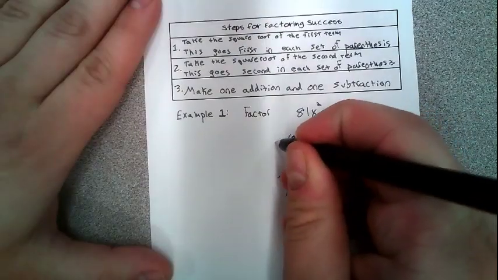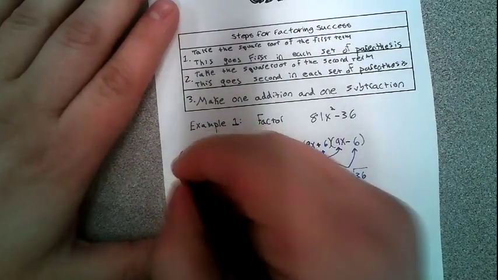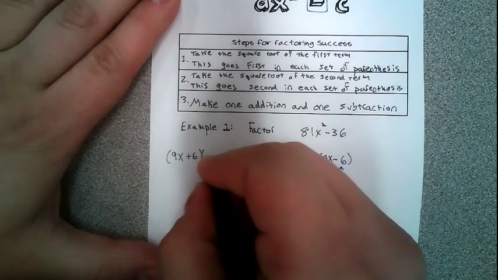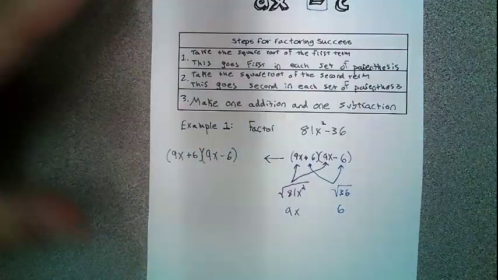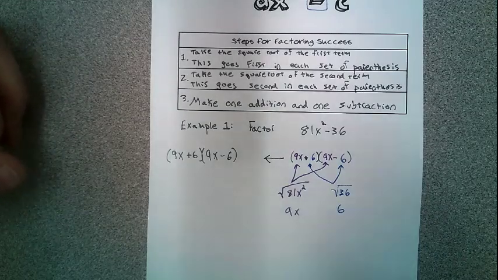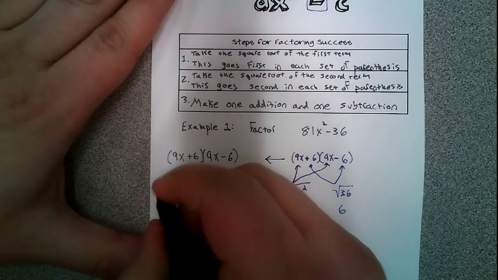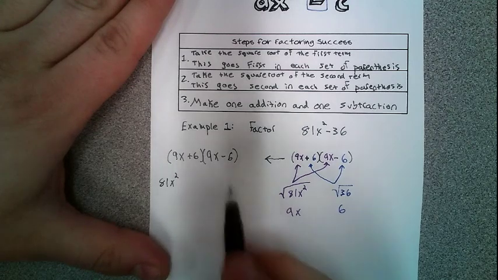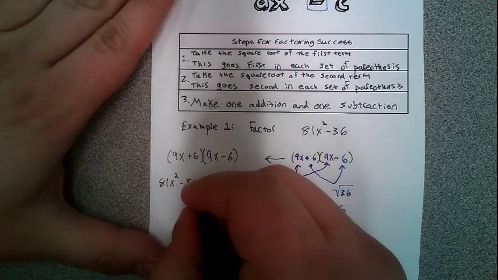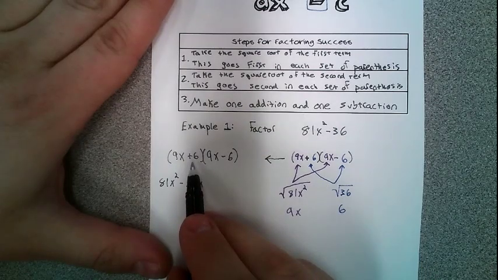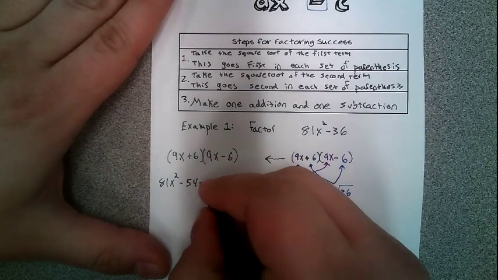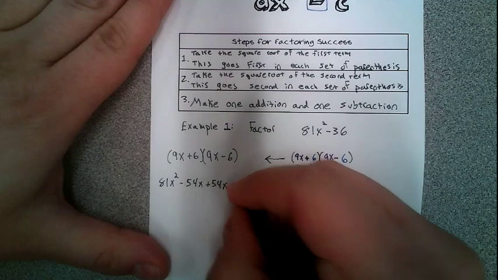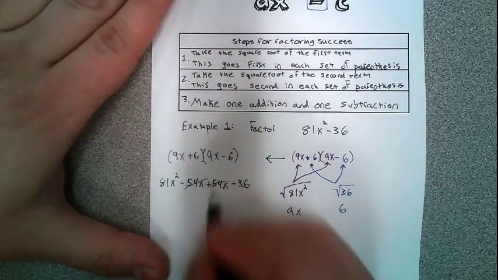So my final answer, just to make it bigger, is 9x plus 6 times 9x minus 6. And if I were to FOIL to check that, 9x times 9x is 81x squared. Outside, 9x times negative 6 is negative 54x. Inside, 6 times 9x is positive 54x. These cancel. 6 times negative 6 is negative 36. And that's why this pattern works out.